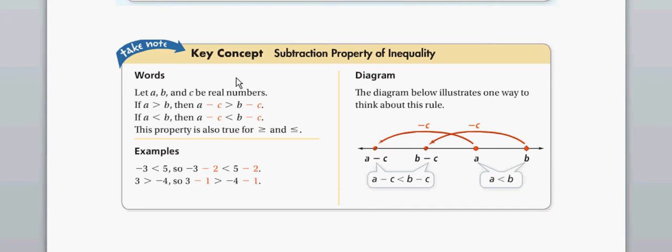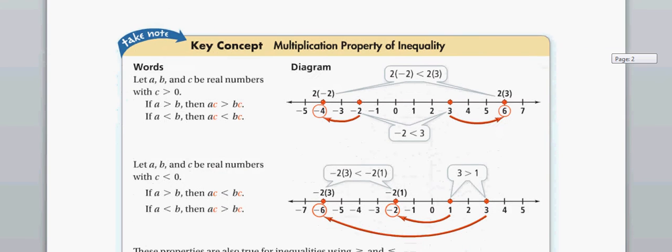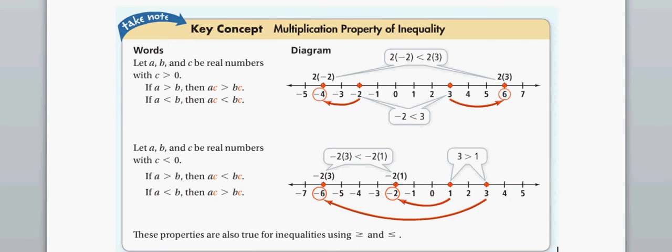The multiplication property of inequality has two different properties to it. The first one is if we have negative 2 is less than 3, and we graph those two values, negative 2 and 3. In this case, we're going to go ahead and multiply by 2 on both sides. When we multiply by 2, it makes this inequality even more extreme. Negative 4 is less than 6, which is more extreme, or they're further apart.